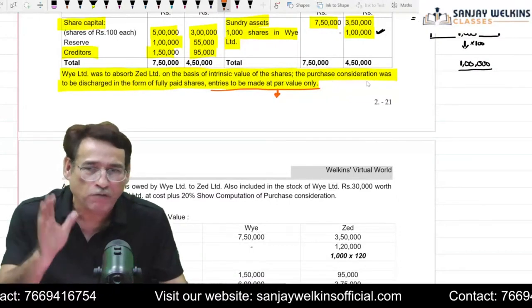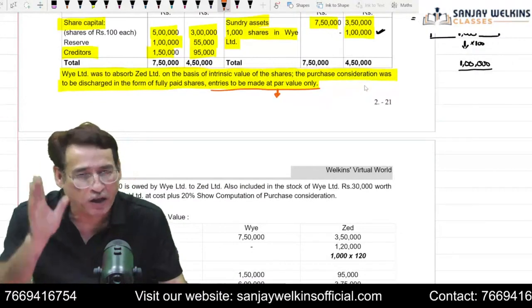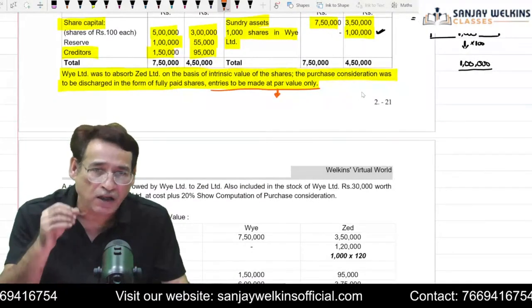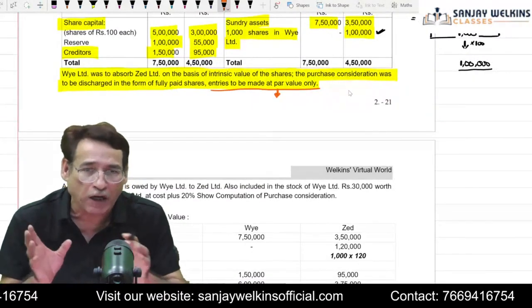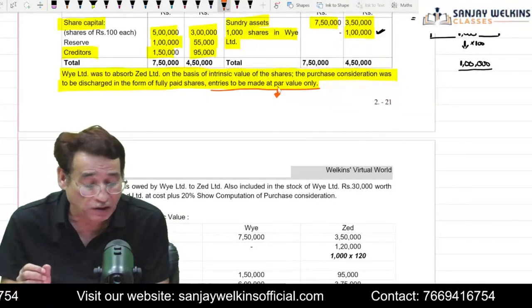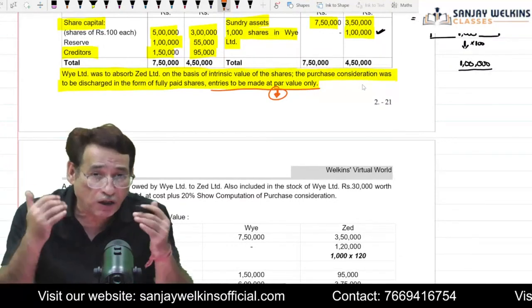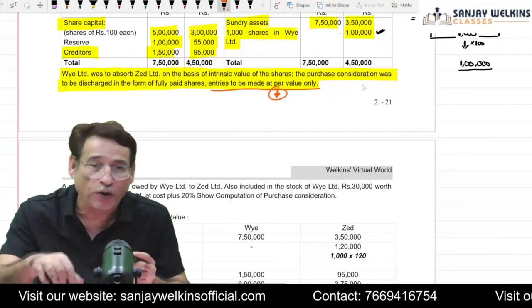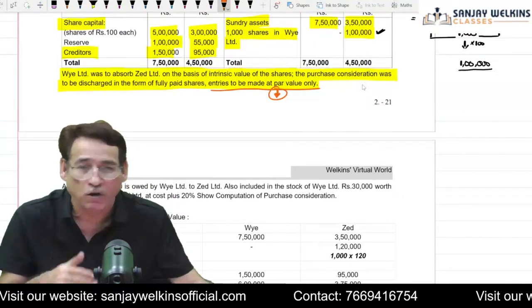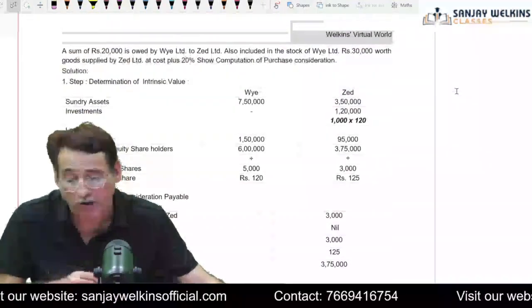To be very honest, whenever the question is of intrinsic value of share, I told you earlier also, in that case the mode of payment would be only by way of shares, correct? Now further it is written that entries will be made at par value only. What repercussion, what influence this particular word will have in the solution, I will let you know in a short while.